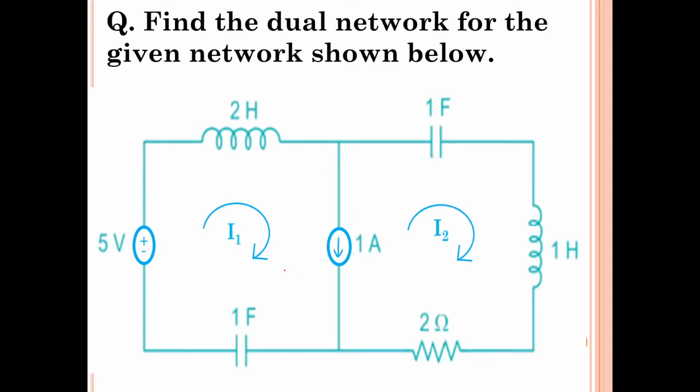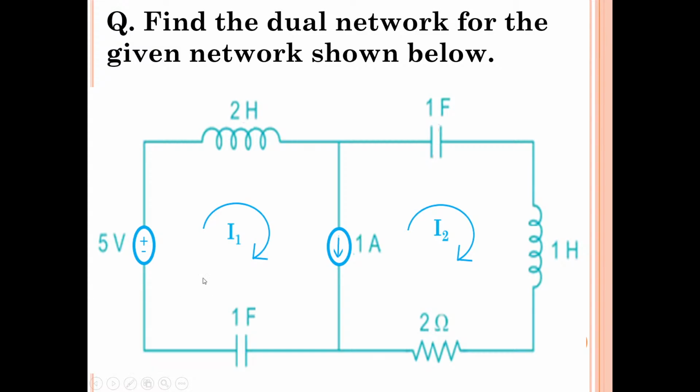Completed. Okay, so one more numerical problem with only two loops. Here it is mentioned, find the dual network for the given network. That's it. So you just see what all the elements are. Two loops are there, meaning two meshes are there. So how many nodes will be there? Two nodes will be there, along with one more extra node outside, isn't it?